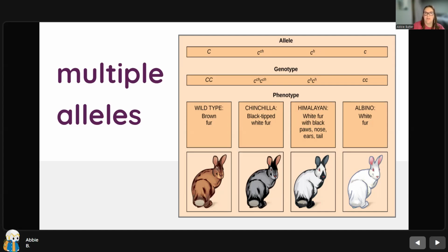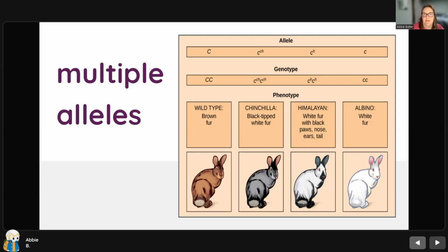So it's all gene C, but the gene for C could say just C. It could say C with a superscript CH or C with a superscript H, or it could have a recessive lowercase c. So with the fur of the rabbits here, big C would be the genotype, and the phenotype would be for brown fur, which is called the wild type.